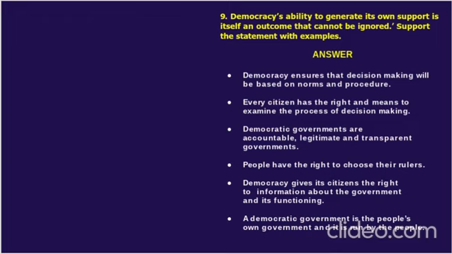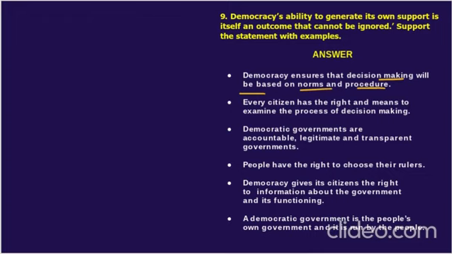Now, what we have here is democracy's ability to generate its own support. Okay, the democracy is supported by the people, right? Why? That you have to explain in a 5 marker question. Very important. You have to explain everything about democracy, whatever you have learned till date in your civics. So, democracy ensures that decision making will be based on norms and procedures. Whatever decisions are being made and implemented should be based on the various norms and procedures.